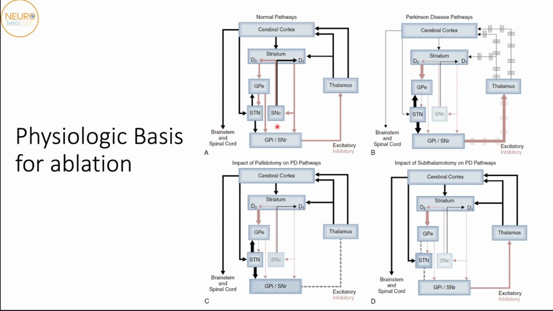So just important things to recall, there is the indirect pathway, which is controlled by dopamine, and the important output of the basal ganglia at the end of the day is GPI and SNR, and an important nucleus in the indirect pathway is the STN.